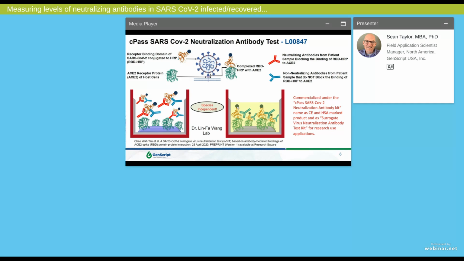Now, this whole assay was invented by Dr. Linfa Wang in his lab. The article is here. It was a preprint, and it's been published now in Nature Biotechnology. And this assay is nice because the protein components permit it to be species independent. And I'll talk about this in more detail. So this assay has been commercialized under the Cpass SARS-CoV-2 neutralizing antibody kit name for CE and HSA marked products, and as the surrogate virus neutralization antibody test for RUO, research use only, applications.